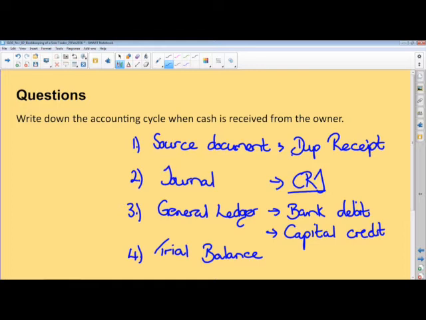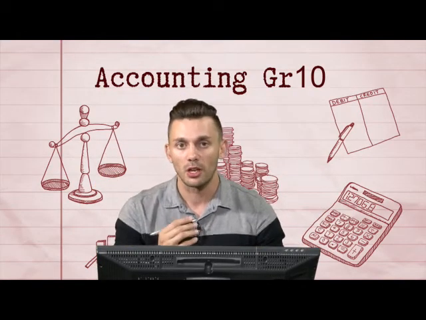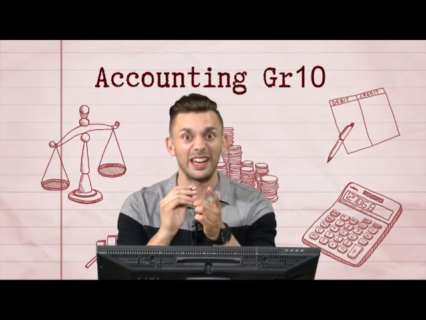And then lastly, when you have time, you'll do a trial balance. So you'll see that your debit side is equal to your credit side, and then you are done. So let's go and look at the double entry rule in full detail.